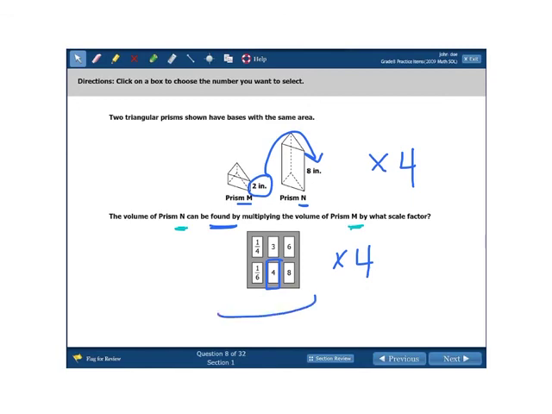What if it said to go the other way around? How would I find the volume of prism M if given N? You would multiply by 1/4 if you were going the other direction.